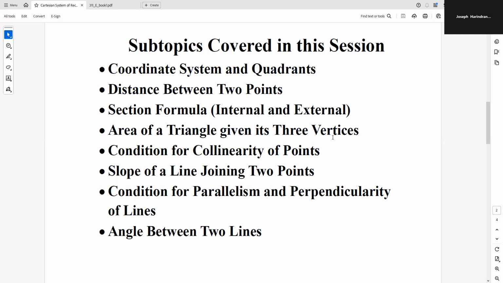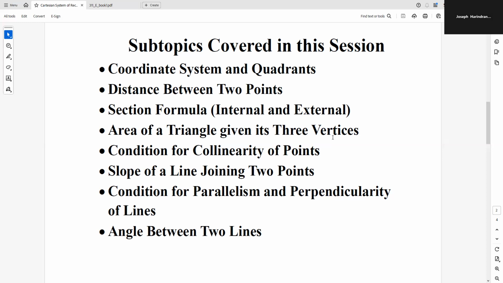Section formula, we are going to see both internal and external division of a line in a given ratio. The coordinates of a point that divides a straight line into two sections. That is called section formula.